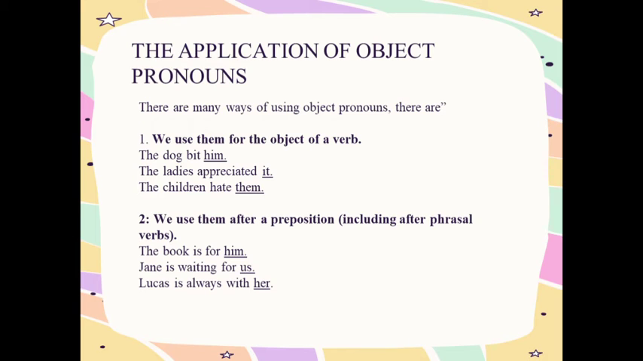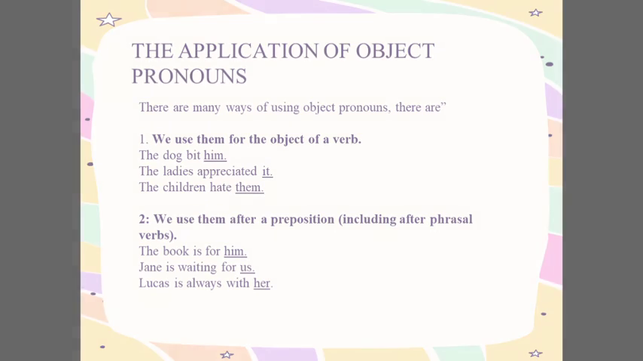Second, we use them after a preposition, including after phrasal verbs. The first one, we have the book is for him. You can see the position of him is after the preposition for. The second one, we have Jean is waiting for us. The object us is placed after for. And lastly, Lucas is always with her. The object her is placed after the preposition with.